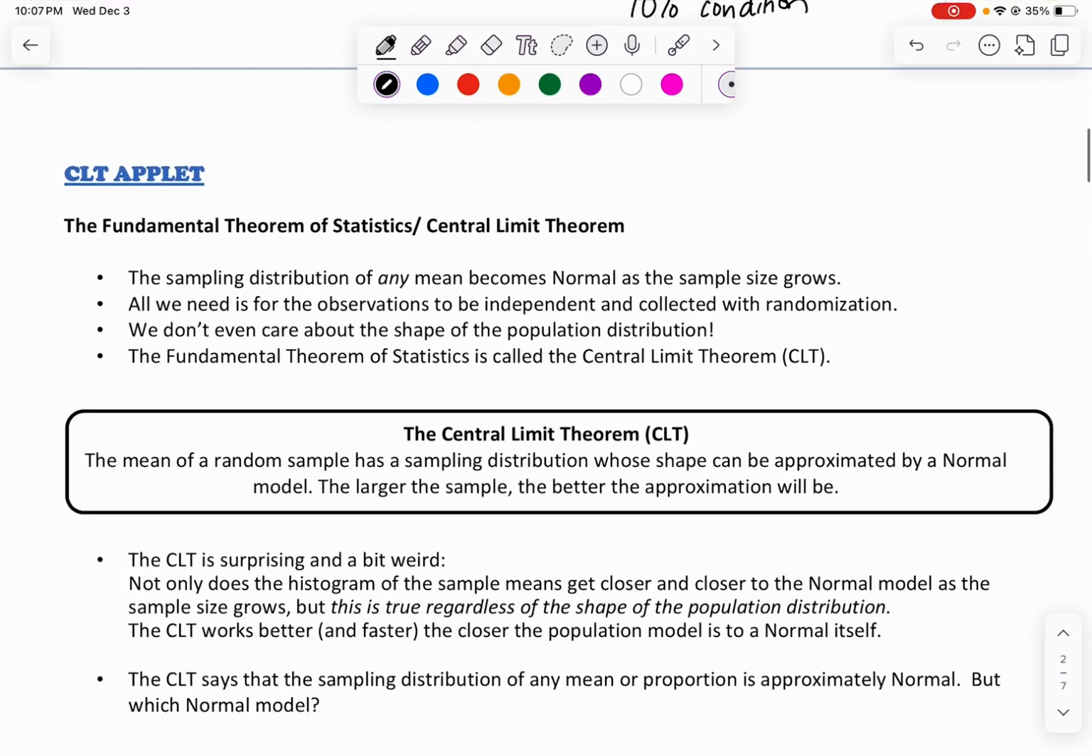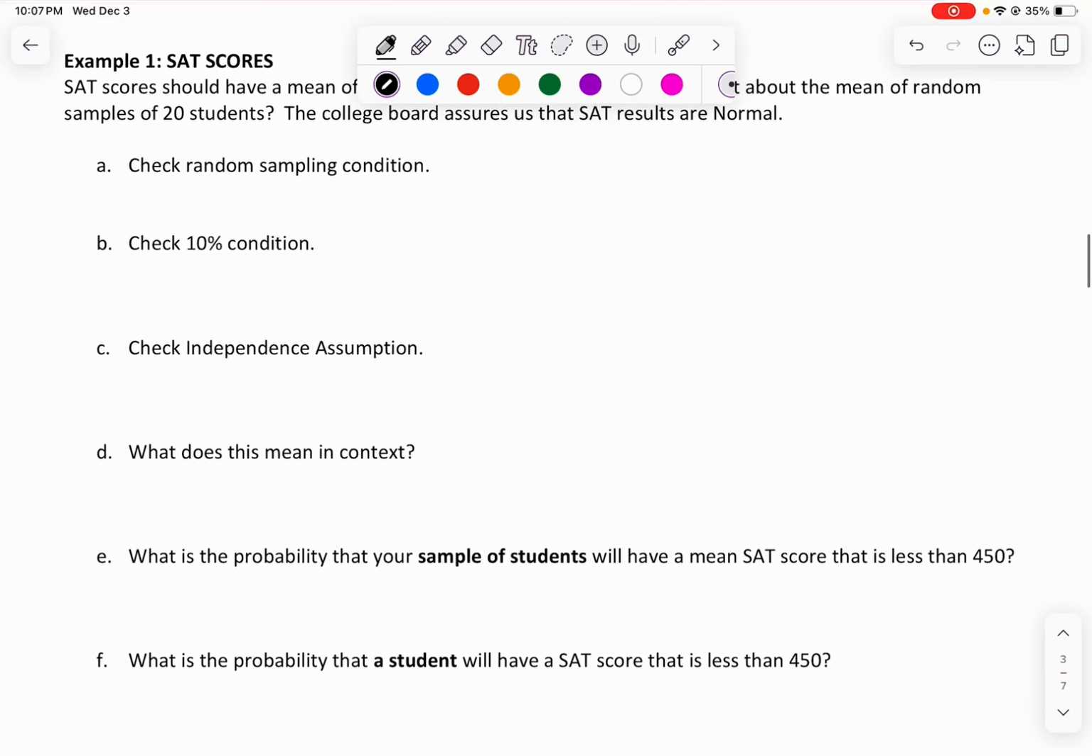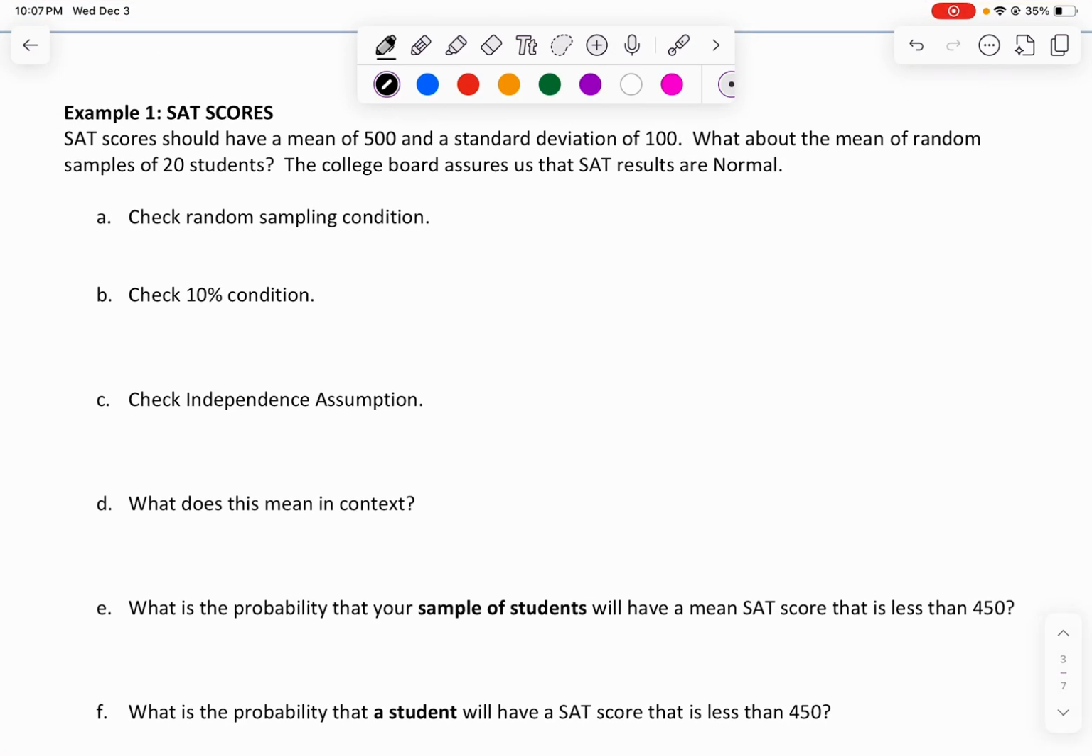Example 1: SAT scores. SAT scores have a mean of 500 and a standard deviation of 100. So that means mu is 500 and sigma is 100. What about the mean of random samples of 20 students? Now they're telling us that n is equal to 20. College Board assures us that the SAT results are approximately normal.